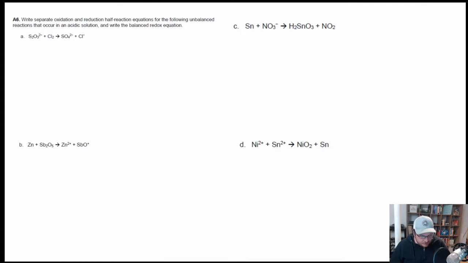A6, right? So this now is going through and asking to write out the balanced redox reactions in an acidic environment. And so to do this, the first thing you always want to do is write out what the two half reactions are. So looking at it, we have one half reaction in this case, which is the S.